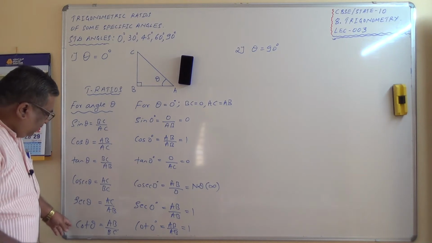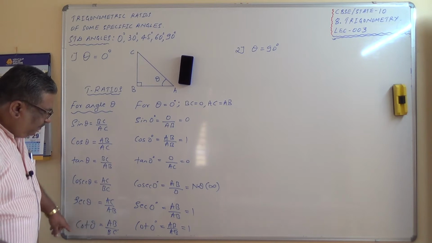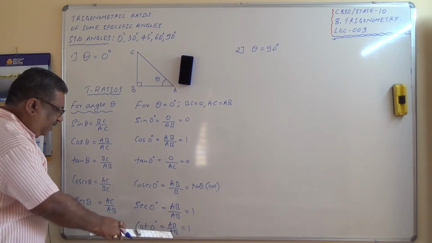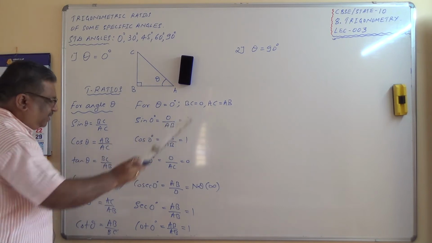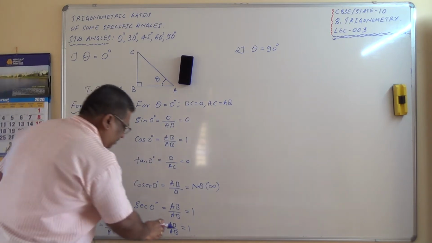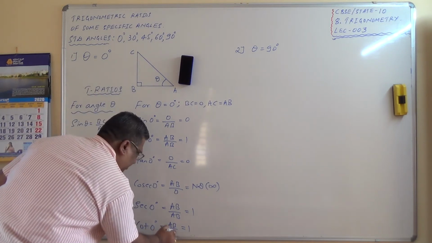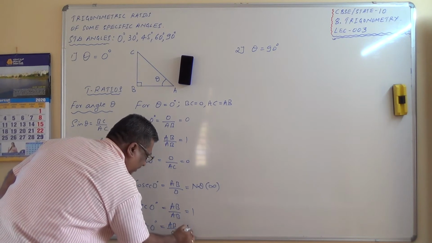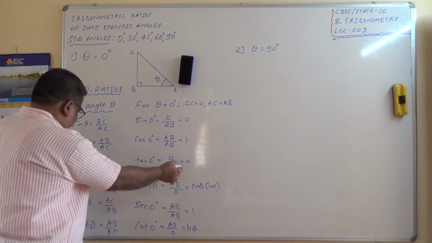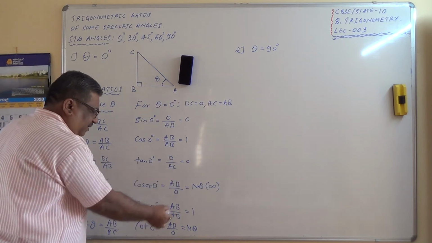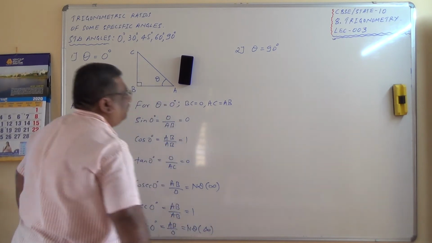Cot of theta, I think is a problem. Cot of 0 is AB by BC. BC is 0. Just a moment. AB by BC is 0 here, therefore not defined. Okay, sorry, note down this one. Not defined. Tan 0 is 0. Cot is 1 by 0, which is not defined, which is infinity. Yeah, please note down, okay, correct it.